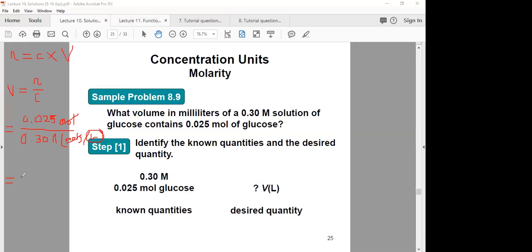All right, so what answer did you get for this? 83 mils. So the answer would have been 0.083 litres, which you would then have to convert to mil. Is that right? Everyone happy with that? Okay, terrific.